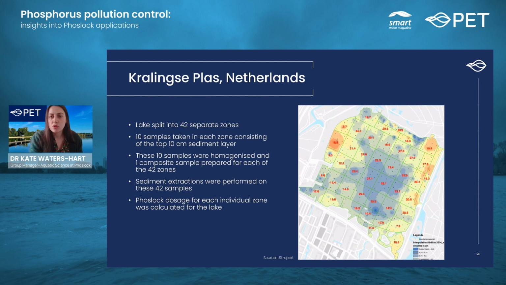And then for each of those 42 samples, a sequential phosphorus extraction procedure was performed to identify how much phosphate would potentially be released from the sediments under natural lake conditions. And because of that, we were able to tailor a dose based on each of these 42 sections. And you can see that the red numbers are the dosage in tons which was applied.